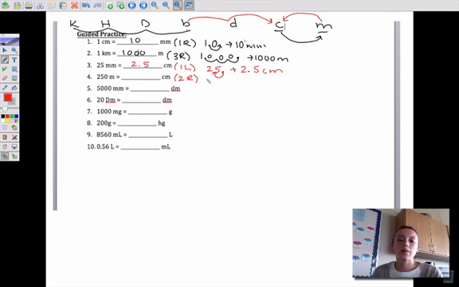So now that I did that, I'm going to take the number of meters I have and put a decimal point at the end of it because it's a whole number. Then I'm going to move that decimal point 2 spots over to the right because that's how many spots I moved on the metric prefix chart. I'm going to put 2 zeros in those 2 empty spots. So 250 meters becomes 25,000 centimeters.